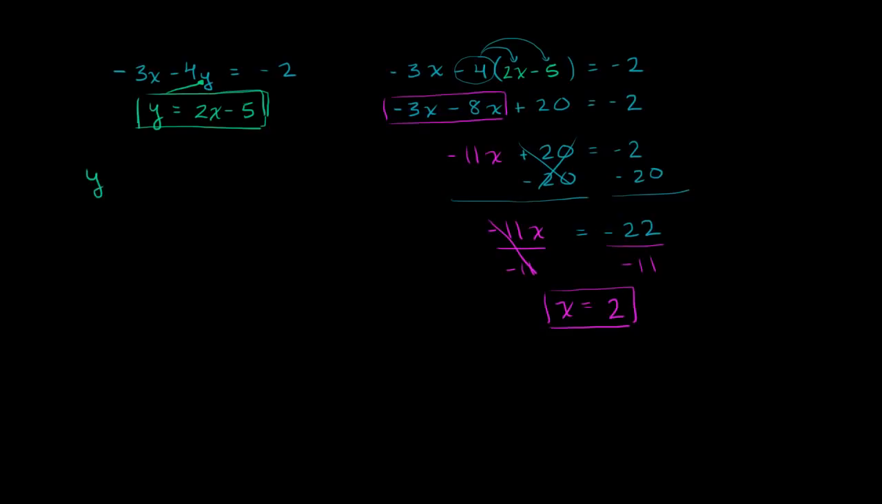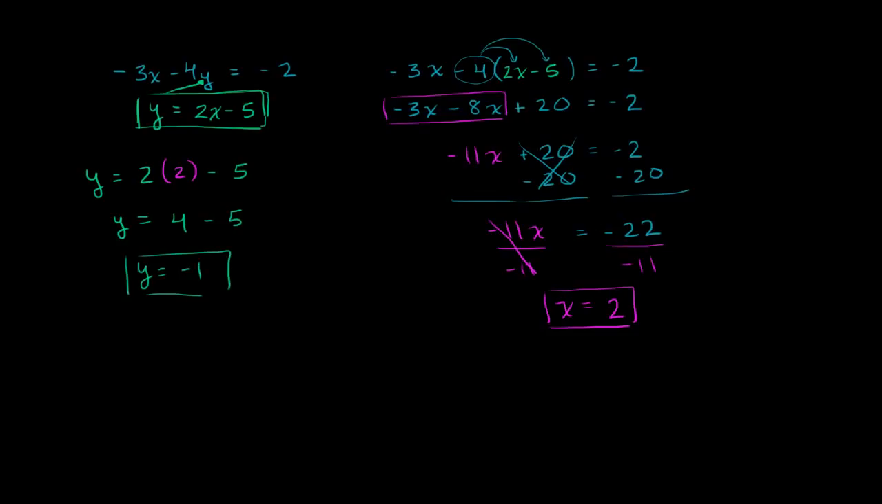So it says y is equal to 2 times, and instead of x, we now know that the x value where these two intersect, you could view it that way, is going to be equal to 2. So 2 times 2 minus 5. Let's figure out the corresponding y value. Y is equal to 2 times 2 is 4 minus 5. So y is equal to negative 1.